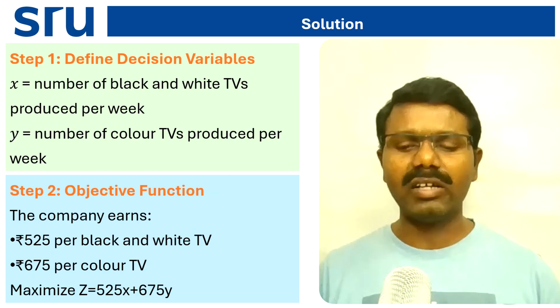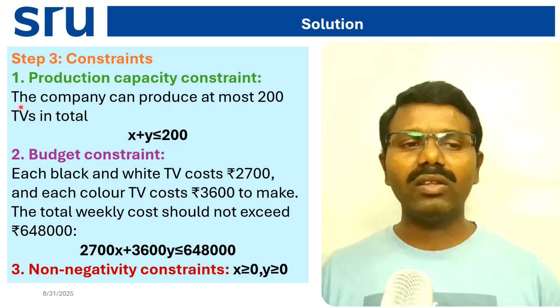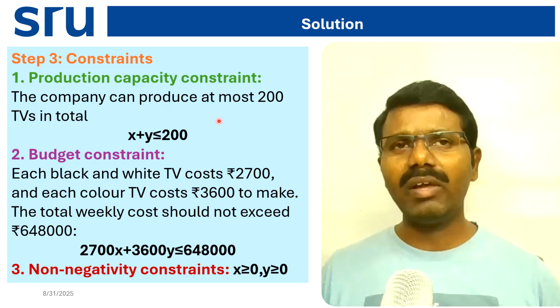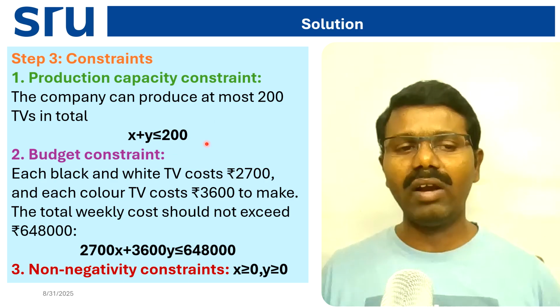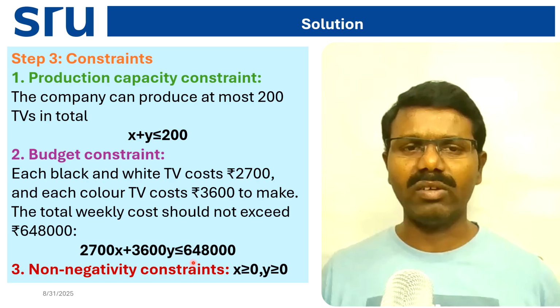Again, from the constraints we need to write two more equations. The first constraint is the company can produce at most 200 TV sets. So that means x plus y should be less than or equal to 200. And there is a budget constraint: the total budget available is 6,48,000, but the TV cost of black and white is 2,700 rupees into x plus 3,600 rupees into y, and this total amount should be less than or equal to 6,48,000 per week.